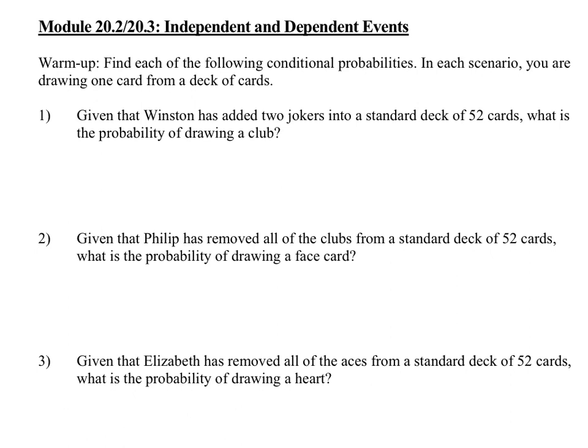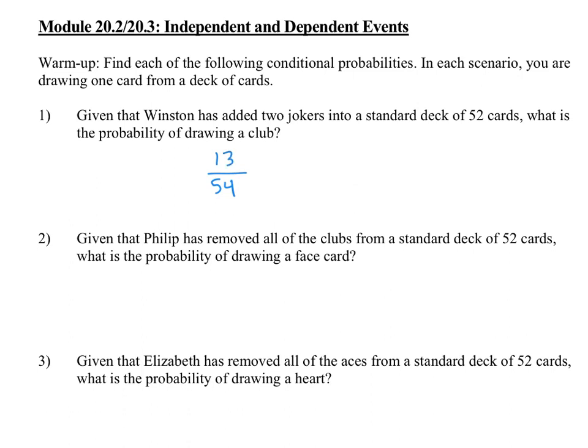Number 1. Given that Winston has added 2 jokers into a standard deck of 52 cards, what is the probability of drawing a club? There are originally 52 cards in the deck. With 2 jokers added in, there are now 54 cards. And out of those 52 cards, there are 13 clubs. The probability then is 13 out of 54.